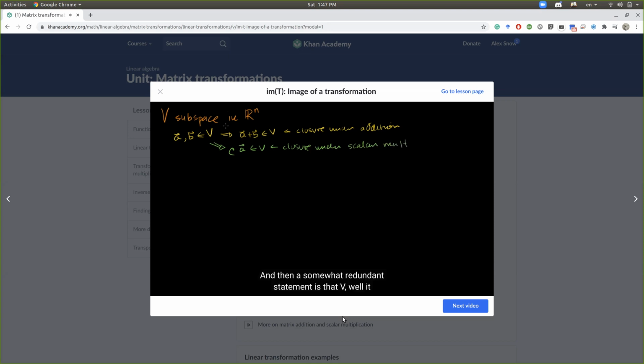And then a somewhat redundant statement is that V must contain the zero vector, and that's true of all subspaces. The zero vector is a member of V, and it would be the zero vector with n components here, because V is a subspace of Rn.